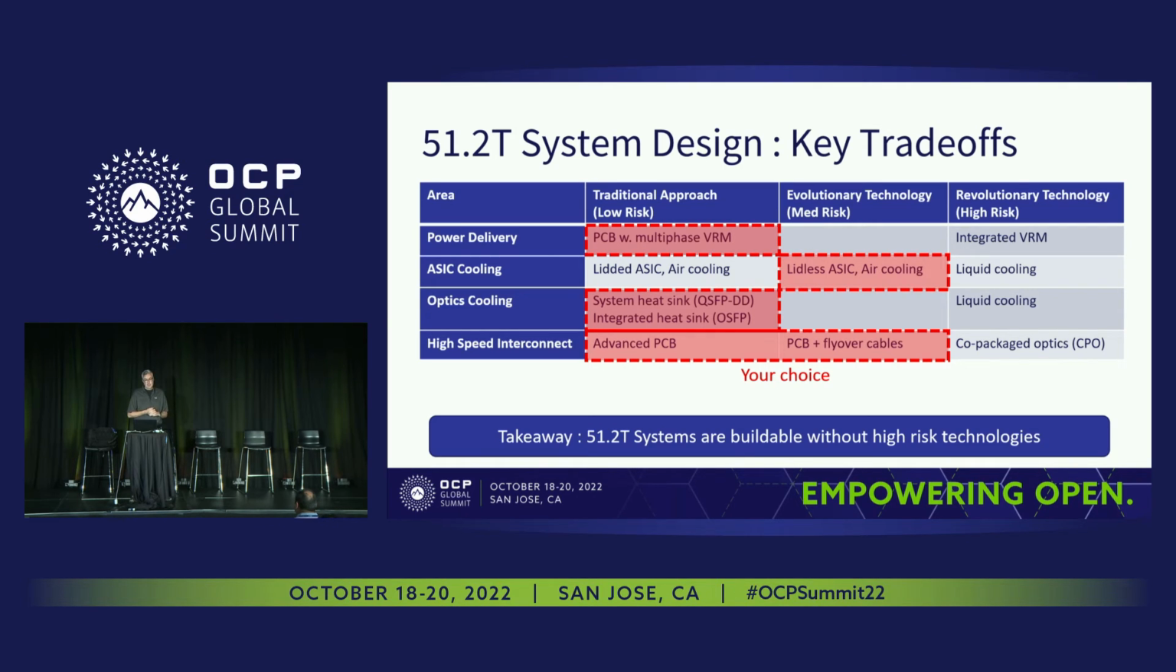And then on the high-speed interconnect side, there's really some choice in the matter of either advanced PCB, which can create some cost implications on the circuit board side, or on the PCB plus flyover cable side, where there is some more mechanical complexity and potentially there's some cost trade-offs. It's also still proving out as a technology, so we need to make sure that we have the right scrutiny on those from our suppliers.